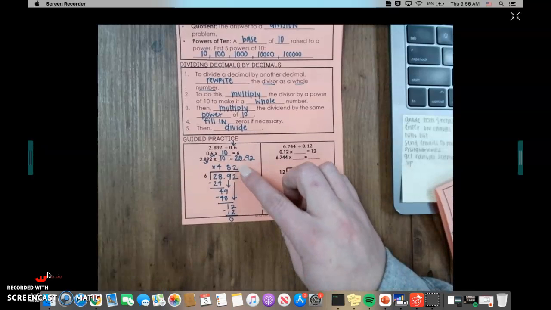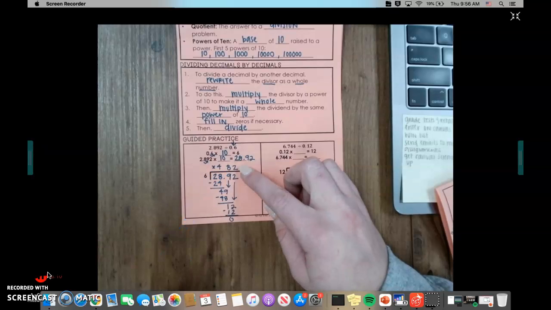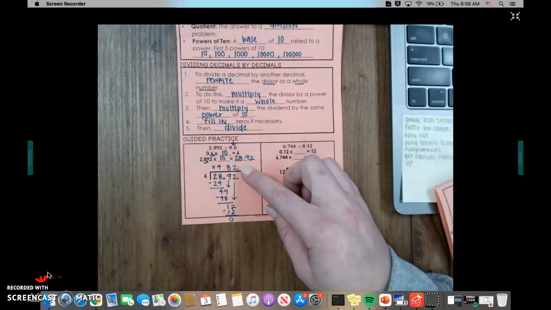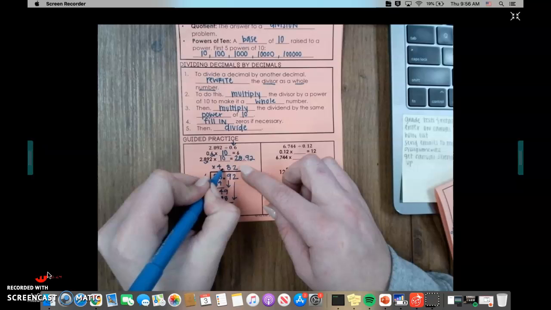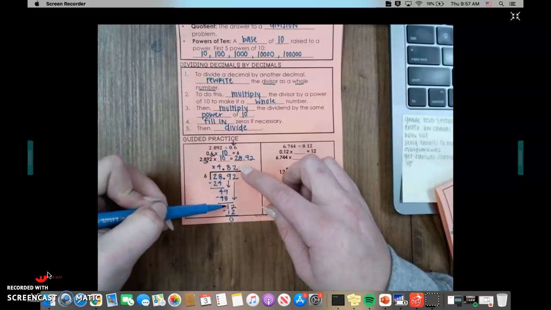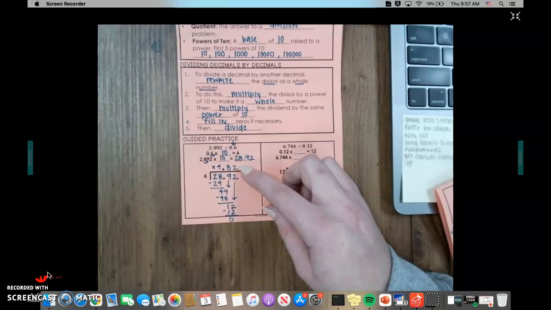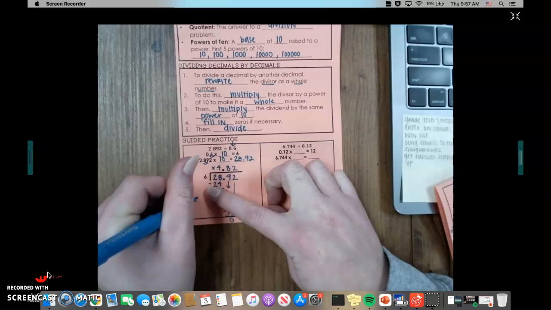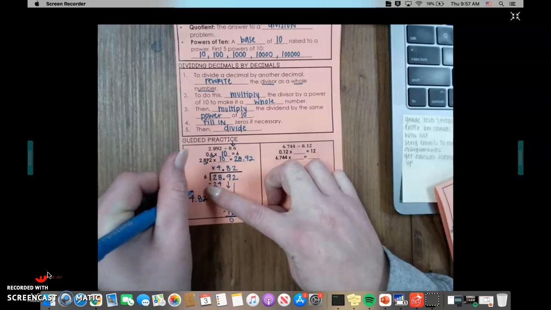Now, looking at my answer, right now it says 482. Somebody please raise your hand. Tell me, what am I missing from my answer? What do you think? A decimal. And where is my decimal going to go? Yep, it's going to go straight up between the 4 and the 8. Do you guys see how important it is to make sure everything is lined up really nicely so you know exactly where that decimal point goes? So our final answer, I'm going to bubble it, is 4 and 82 hundredths.